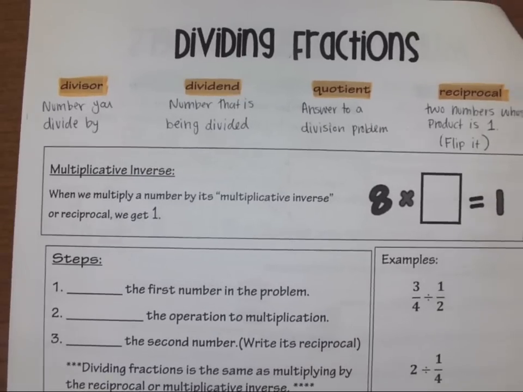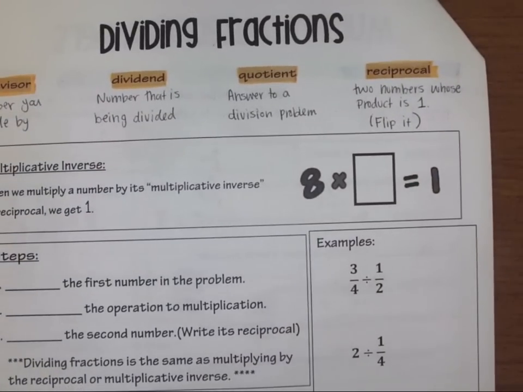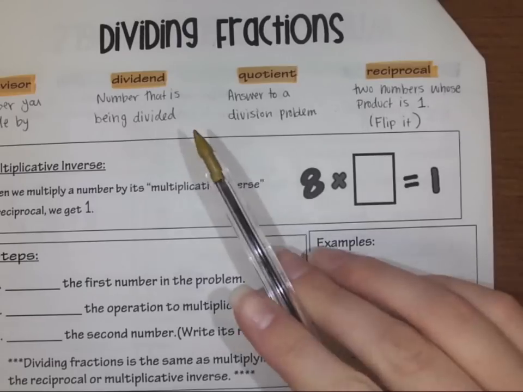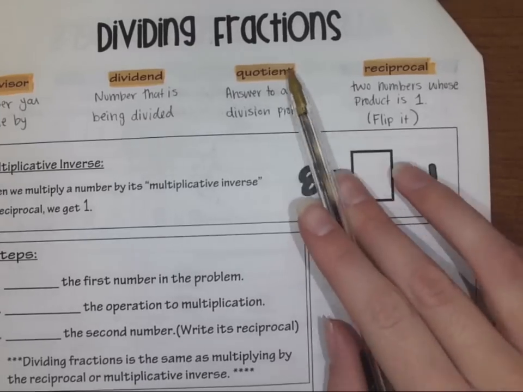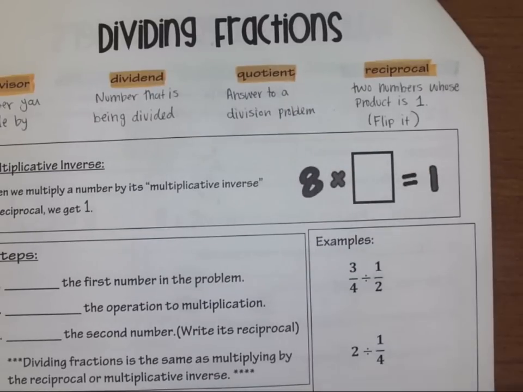My quotient, this is a word we hear quite often in math. A quotient is an answer to a division problem. So if you remember, a product was the answer of a multiplication problem. A quotient is the answer to a division problem. So if I did 8 divided by 4, I get 2. 2 would be my quotient.